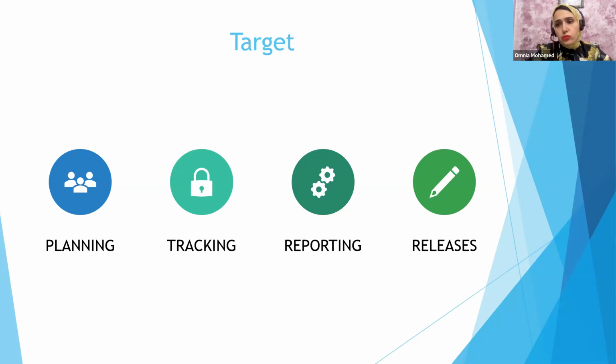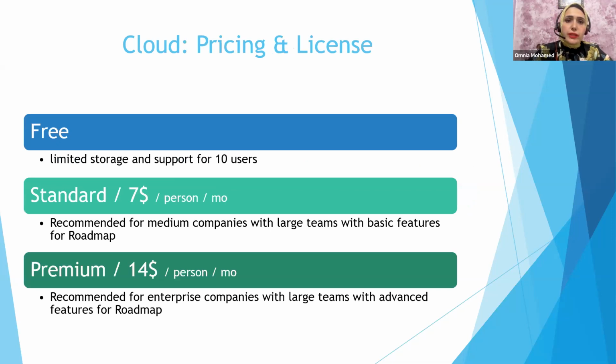It contains a release management tool and release software. JIRA has two deployment types, cloud and data center. Data center is for big companies. We are now more interested in the cloud. Cloud has a free license, with limited storage and support for 10 users. But take care, it is limited to 2 GB only. Standard costs $7 per person per month, if you have more than 10 users or need more storage. And premium is $14 per person, with advanced features for roadmap and more support.